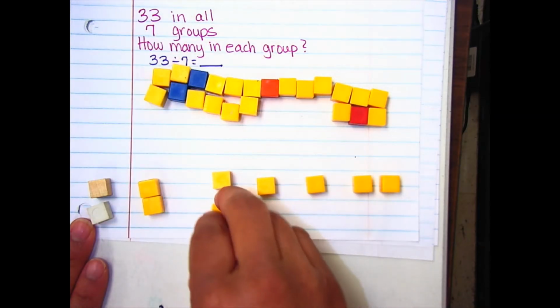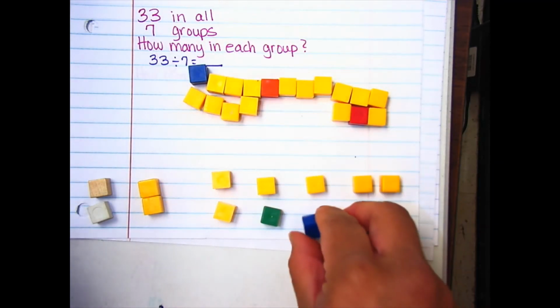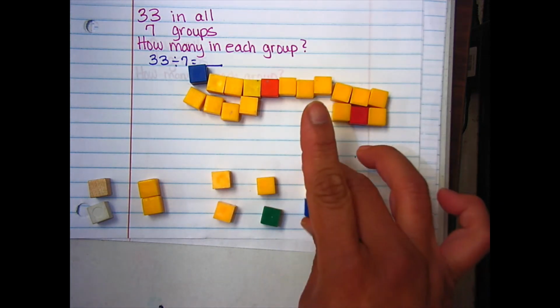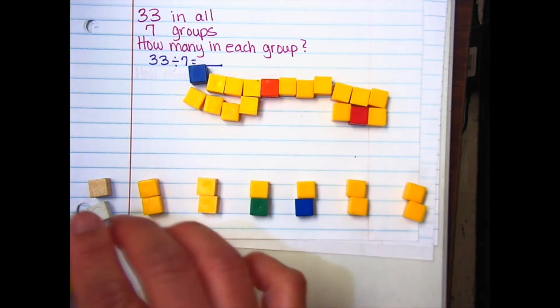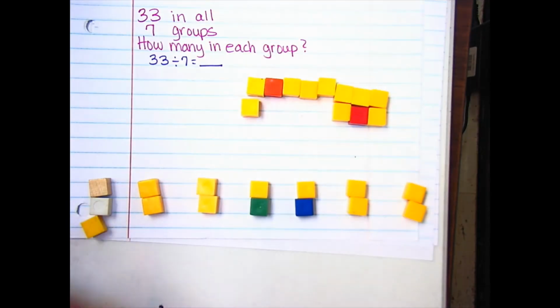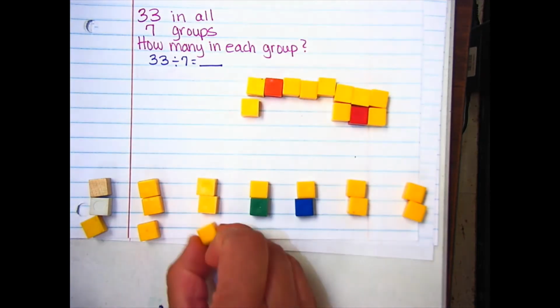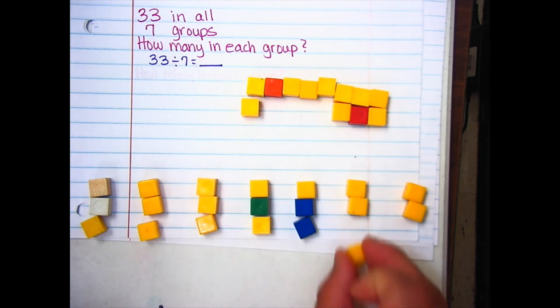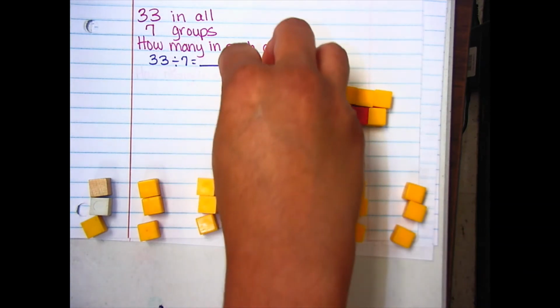We had a total, and our total was 33. So whenever you start with a total, and you're separating into equal groups, then you are dividing.